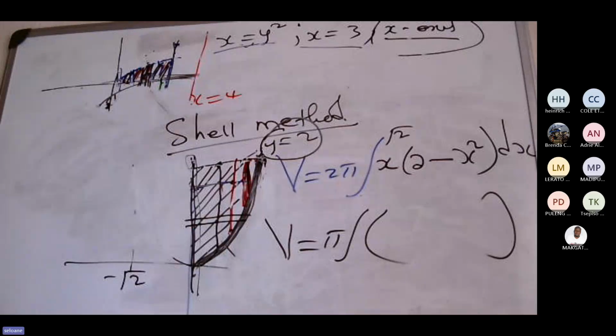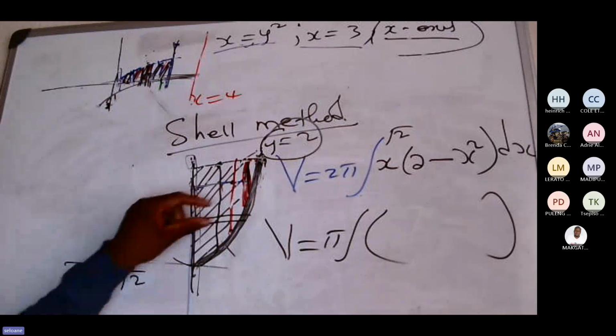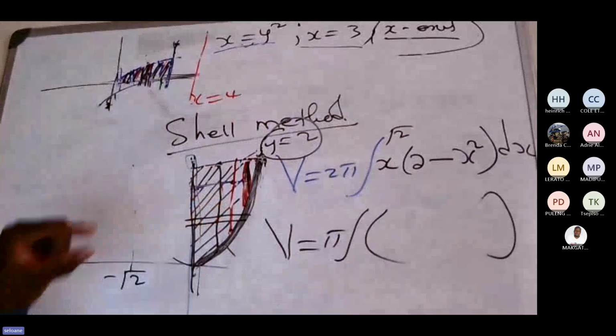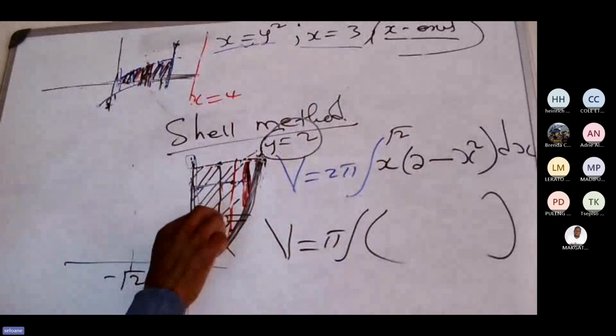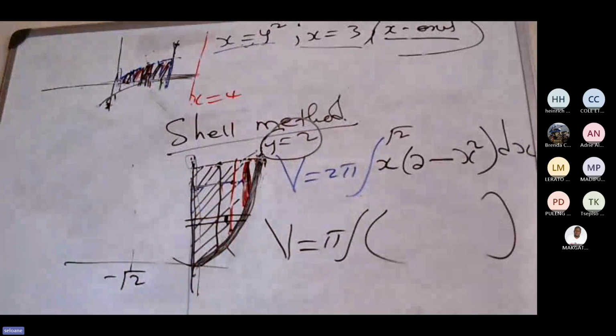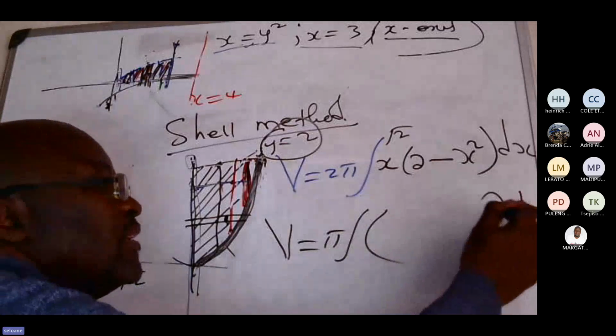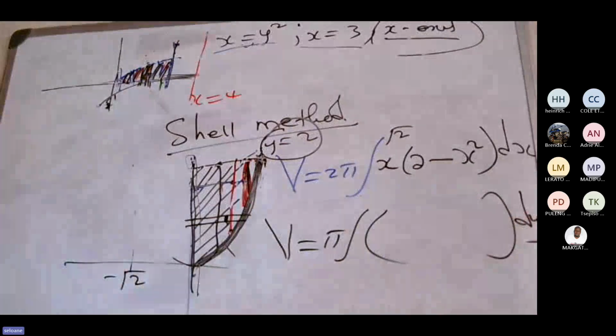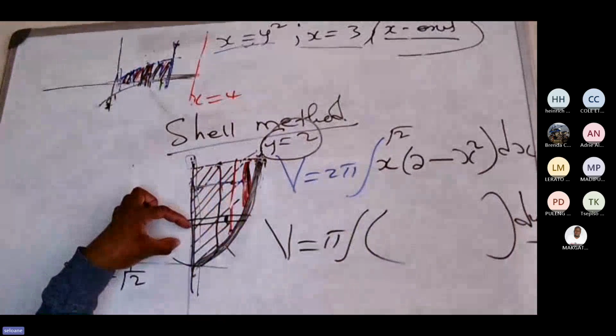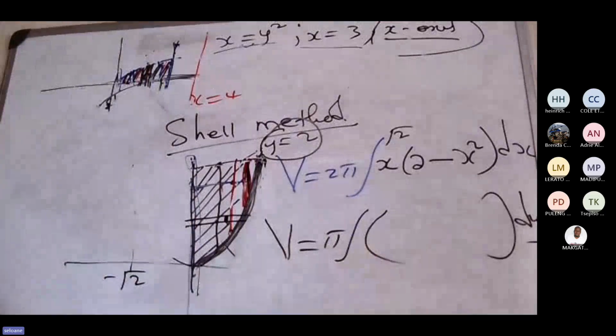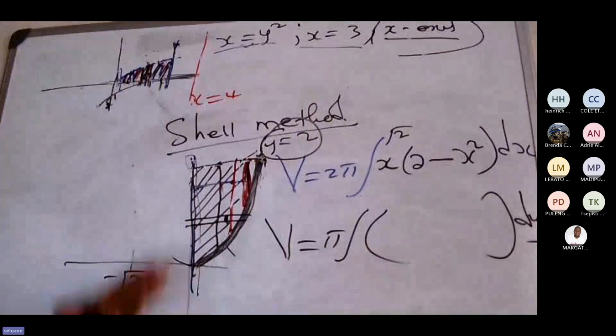Hopefully that makes sense. Then if you take that disk out, it will have a vertical thickness. Therefore, it will be the difference between the values of y. It's got a vertical thickness, therefore it will be dy. Then you check it out.